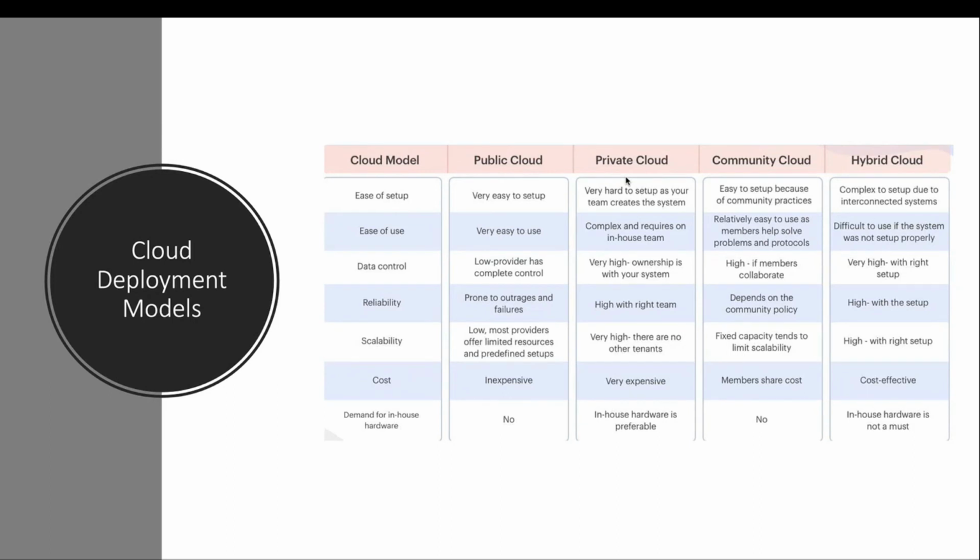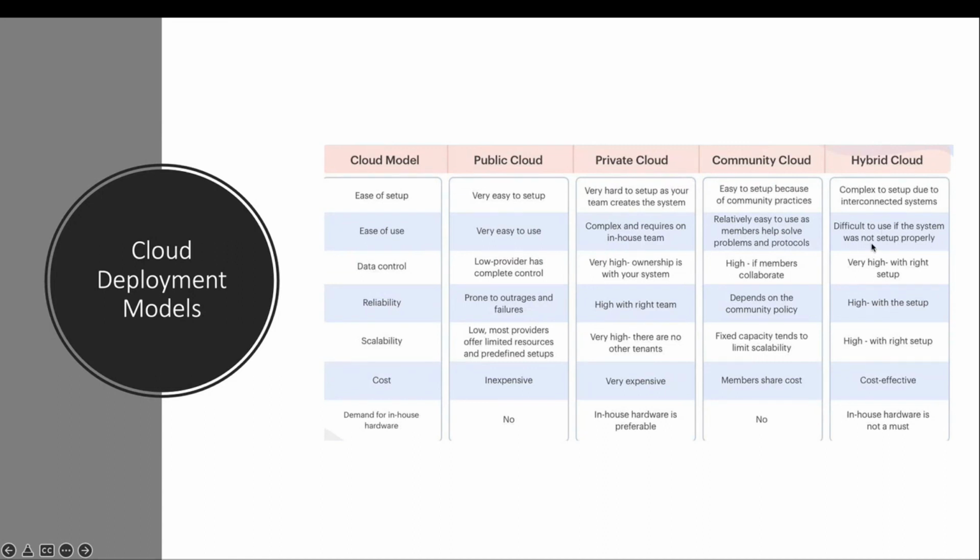Then you have another type of cloud, which is not mentioned here, called as multi-cloud. Now, multi-cloud is similar to hybrid cloud, except one difference. And that difference is in multi-cloud, you need to have at least two public clouds connected together. You can have Azure, AWS, and on-premise. Hybrid cloud, one public cloud and one private cloud is fine. Ease of use, very easy to use, obviously. Community, relatively easy as compared to private. Hybrid, difficult to use if the systems are not configured and set up properly.